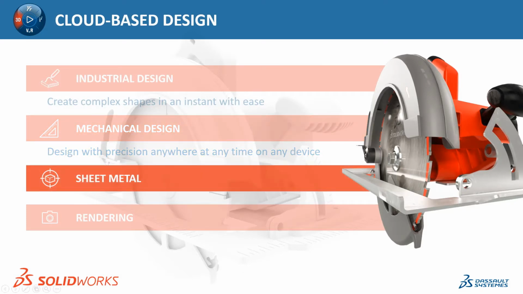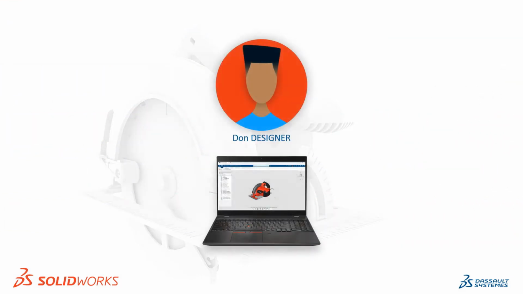For example, the milled angle bracket and base plate of this circular saw are not only expensive to manufacture, but also require additional assembly steps. Don recognises this, so he decides to use 3D Sheet Metal Creator to consolidate these 2 components into one.